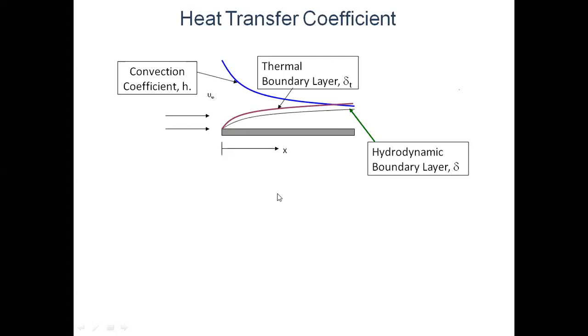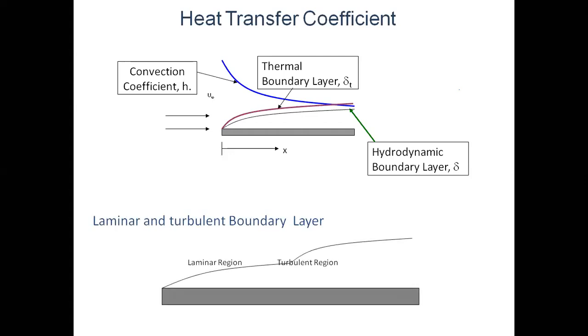One more thing: it is not just the boundary layer itself. The boundary layer can be classified into two regions, a laminar region and a turbulent region. The type of interaction in the turbulent region and the laminar region is totally different. Therefore, they have to be analyzed separately. Let's see first the laminar region, how it is analyzed.